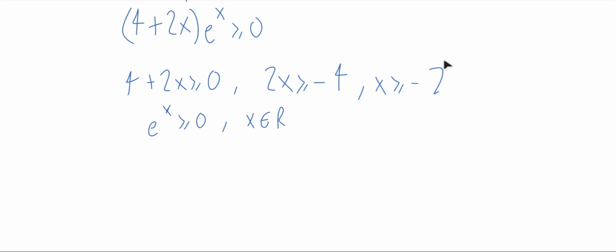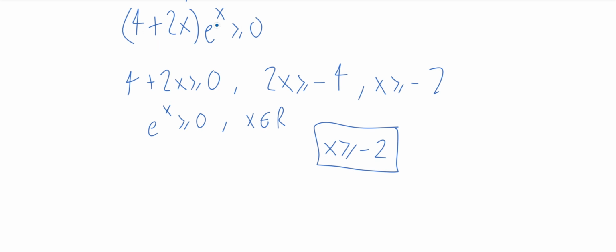So the solution in this case is that, so you need to look at what is the intersection of those two solutions. X being bigger than or equal to minus 2 and x is real, is that x is bigger than or equal to minus 2.